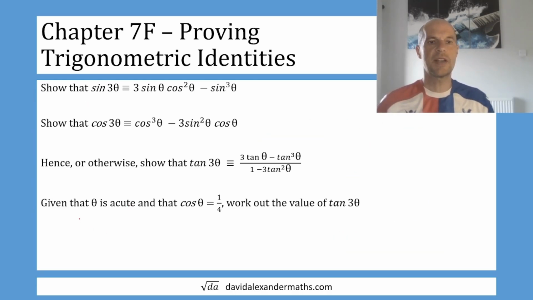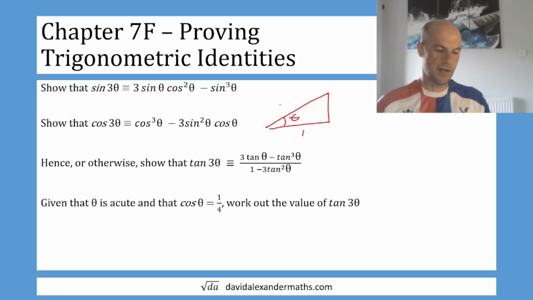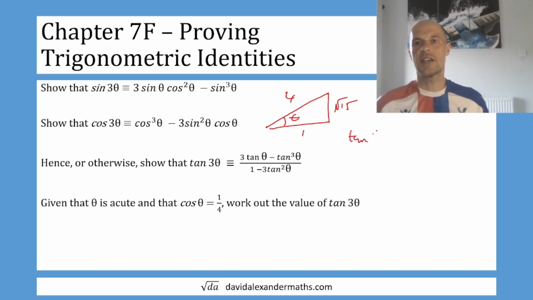And for the final part, given that theta is acute and the cos of theta is 1 over 4. Okay, so if the cos of theta is 1 over 4, then let's do a right angled triangle. Here's theta. This is 1. This is 4. So we know the adjacent and the hypotenuse, so therefore the opposite is going to be the square root of 4 squared take away 1 squared, which is root 15. So therefore the tan of theta is root 15 over 1, or root 15.